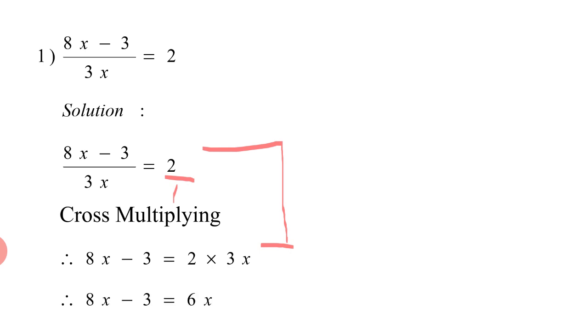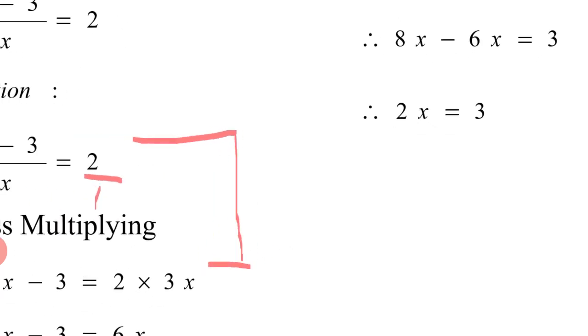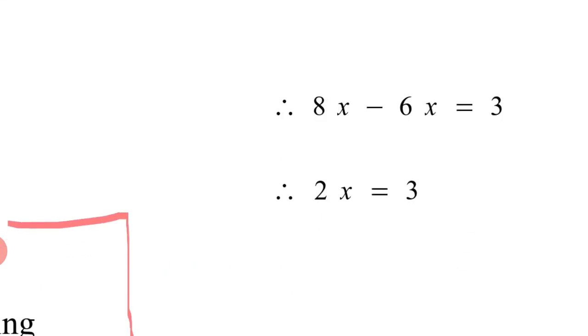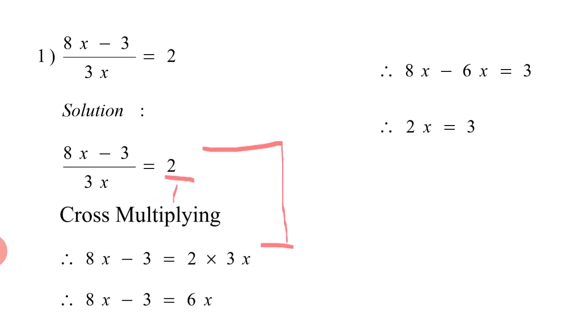So we collect the variables. First we get 8x minus 3 is equal to 6x. Now it's transposing. So 6x is transposed to LHS and minus 3 is transposed to RHS. So 8x minus 6x is equal to 3. So 2x is equal to 3. Now dividing both sides by 2, we get x is equal to 3 by 2. Is it okay? Let us go to the next problem.